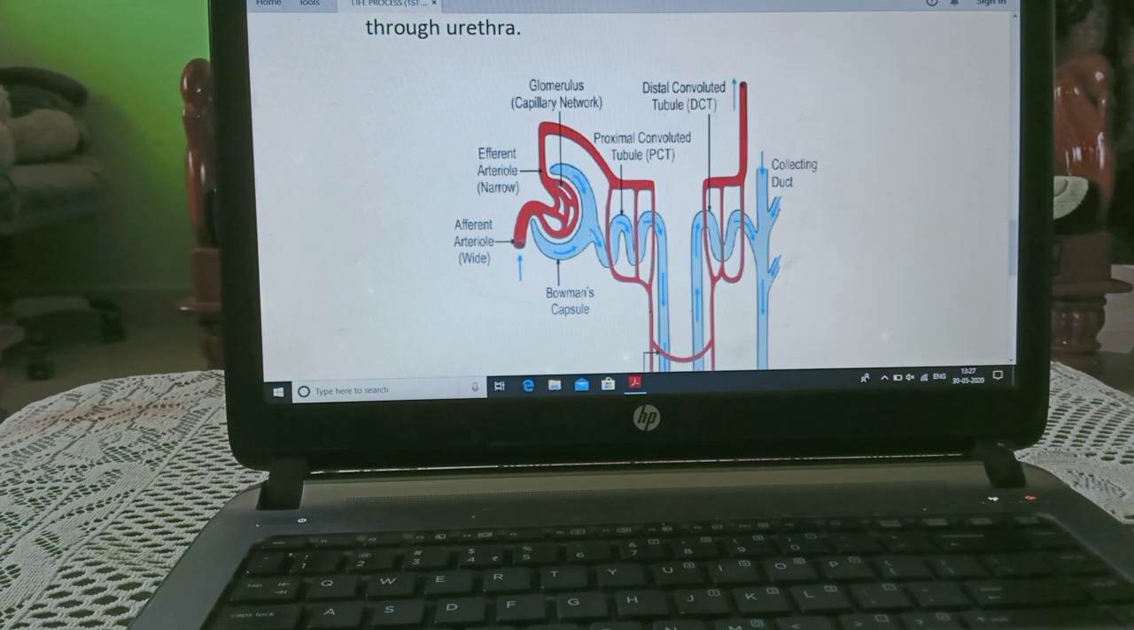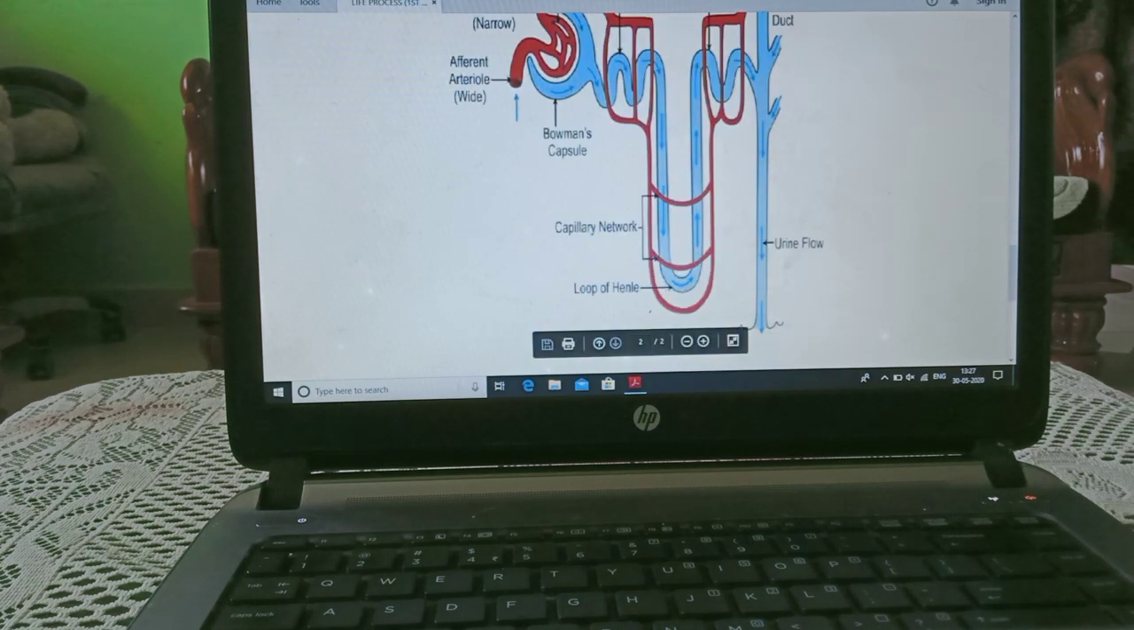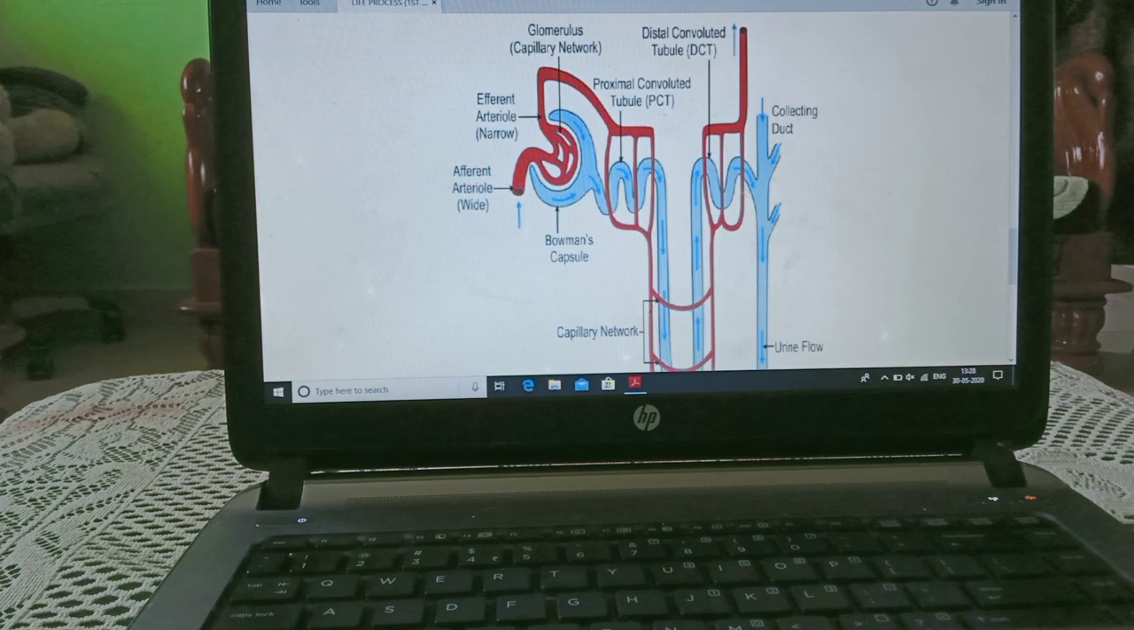blood. Now waste products from PCT will be taken down from here. They will go in loop of Henle, and from loop of Henle they will go to distal convoluted tubule, and distal convoluted tubule opens into the collecting duct. Like this, many collecting ducts open into the kidney, and from kidney through ureter waste product comes out.